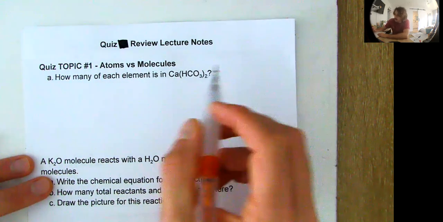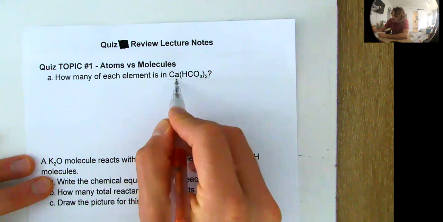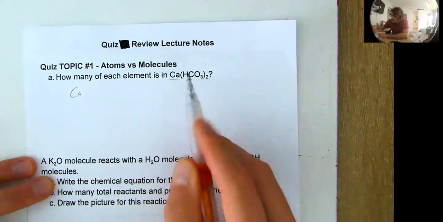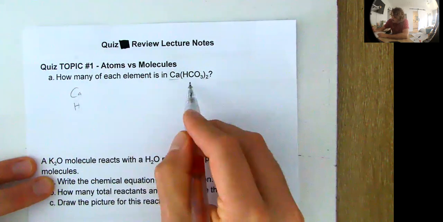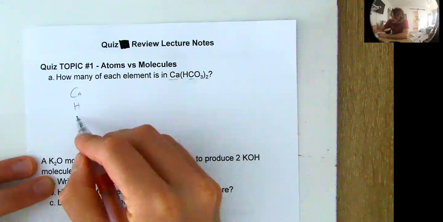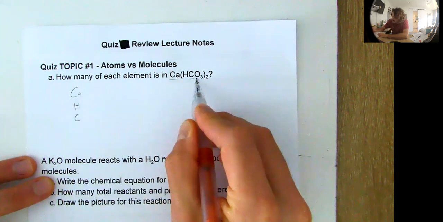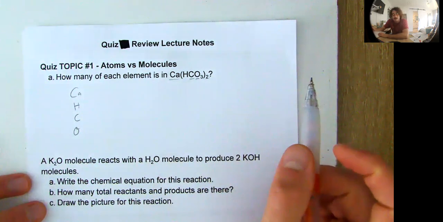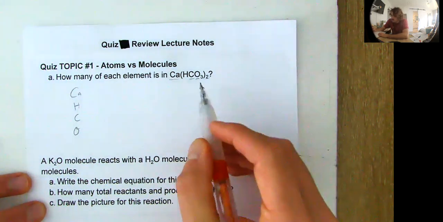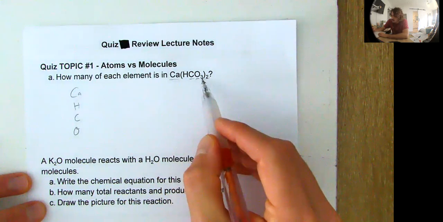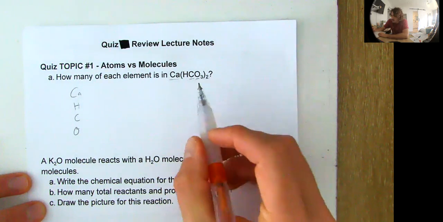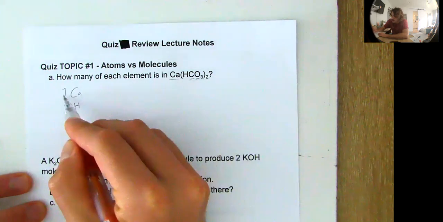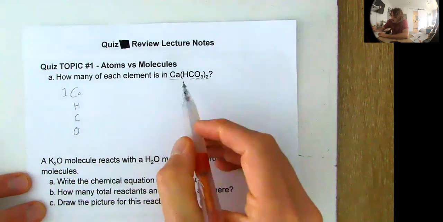So when it's asking us how many of each element is in this one molecule, we need to first identify the elements. A capital C and a lowercase a is calcium. Uppercase H is hydrogen. Uppercase C is carbon. And uppercase O is oxygen. Now let's figure out how much of each there are inside the molecule. The little subscript numbers tell us how many of each element is in the molecule. For calcium, there's no subscript number, so there's just one calcium atom in this molecule.